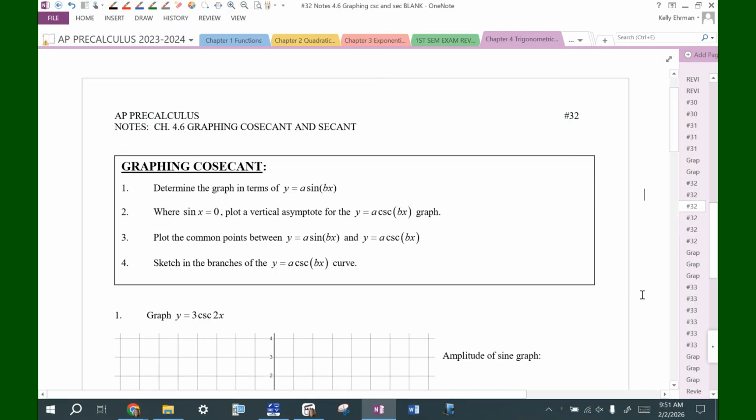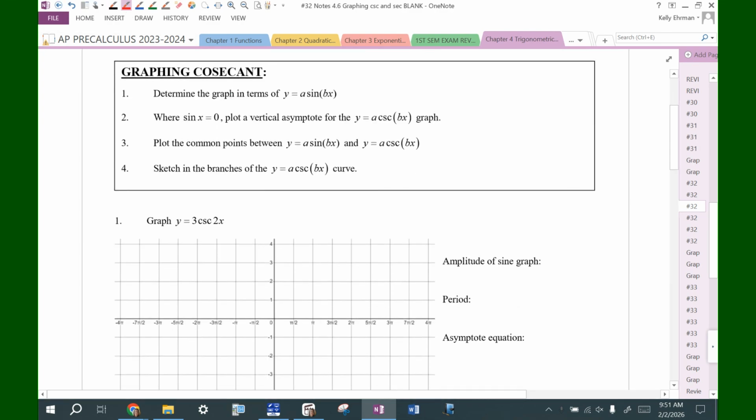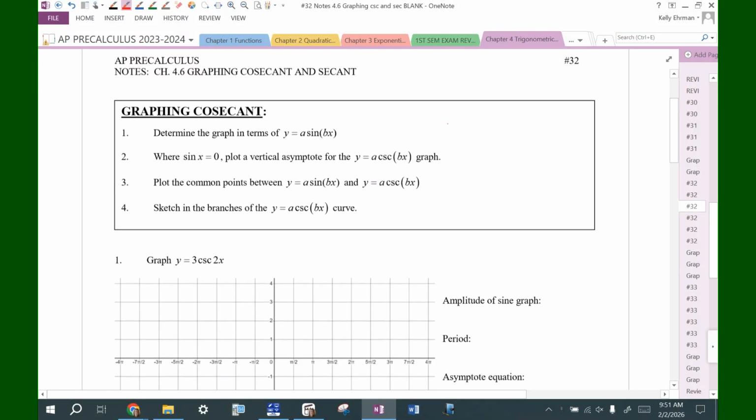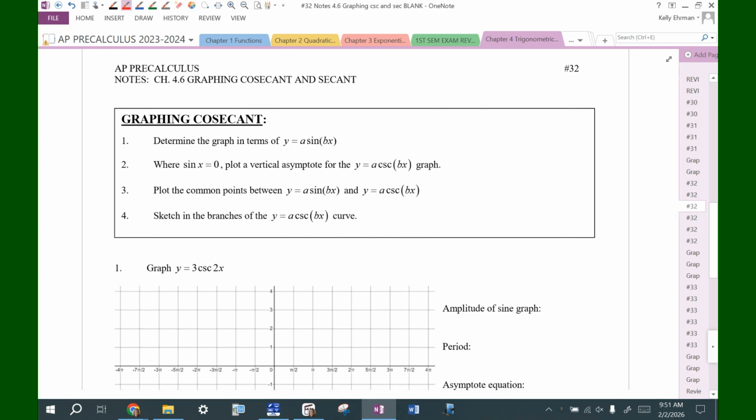All right, today we're doing notes number 32, which is graphing cosecant and secant functions. Because both of those are reciprocal functions of sine and cosine, we want to start with their respective reciprocal graphs. So if I'm trying to graph cosecant, first I'm going to figure out what's going on with the sine graph with the same a and b value.